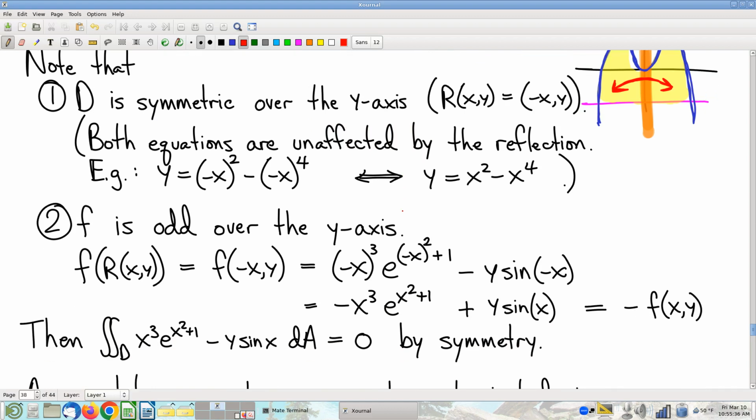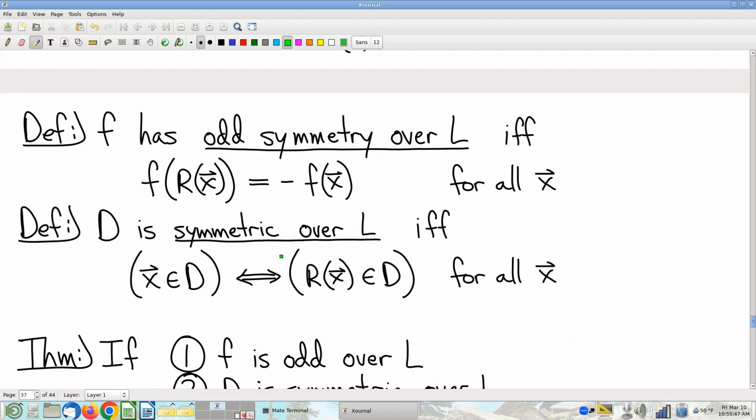I claim we have an odd function. I claim f is odd, and this is something that requires some doing. Right? Remember our definition of odd. A function is odd if, when you plug in the reflection, the upshot to the value of the function is just a minus sign. Right? This is what we mean by odd. Reflecting the input gives you a minus sign on the output. So let's check and see if that holds.